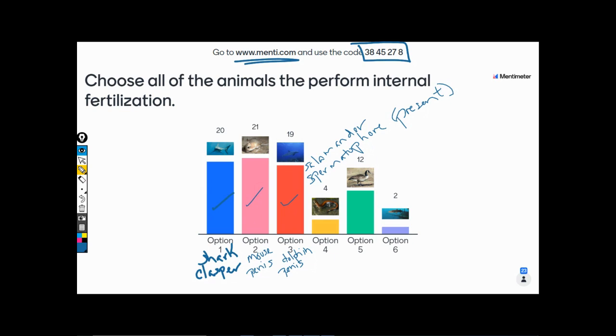Okay, what about the goose thing? And we seemed 50-50 here. I chose that one, but now I'm thinking, I don't think it's right. I don't think they lay eggs in that. Okay, so birds do lay eggs, right? We know this. What do their eggs look like when they're laid?